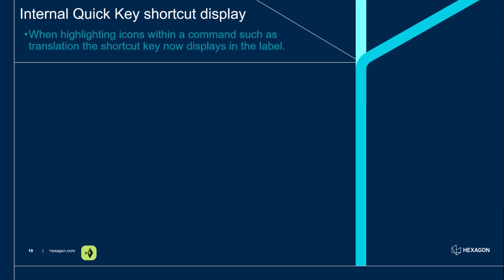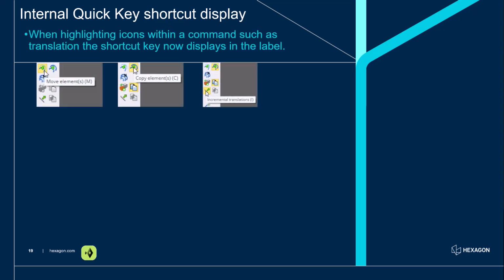When you're highlighting internal commands, it will now show in parentheses the short key that will activate those commands. For example, in these images, you will see M for move for the translation command, C for copy, and I to toggle on and off incremental translation.